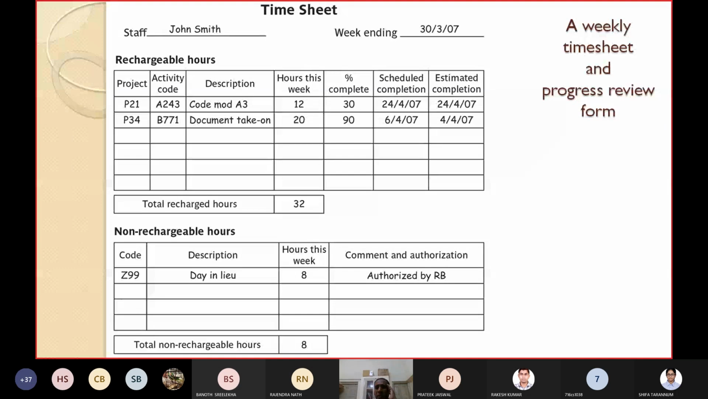So what is the comment and authorization? Who has authorized that information? It is authorized by RB. So total non-chargeable hours is 8. Like this, you can prepare a weekly timesheet and a progress form.